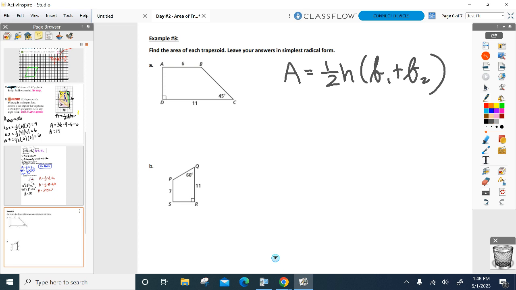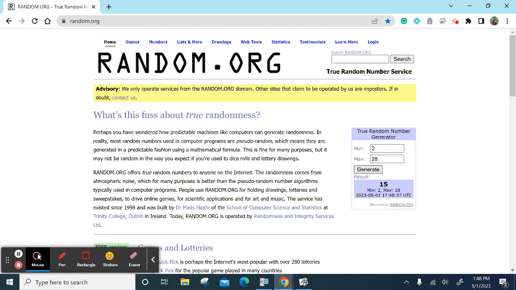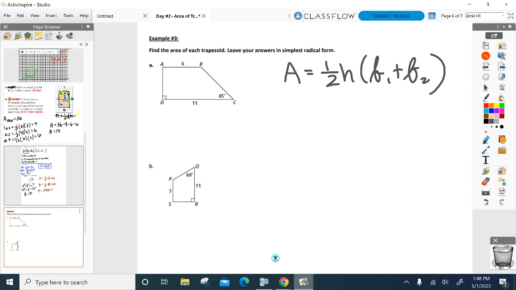Whoa, before we work, what's already given to you? What are you going to plug into the formula already? What's there for you? Base 1, 6. That's all I gave you? And 11. And 11, thank you. 2 bases are given. We're going to have to work for our height.